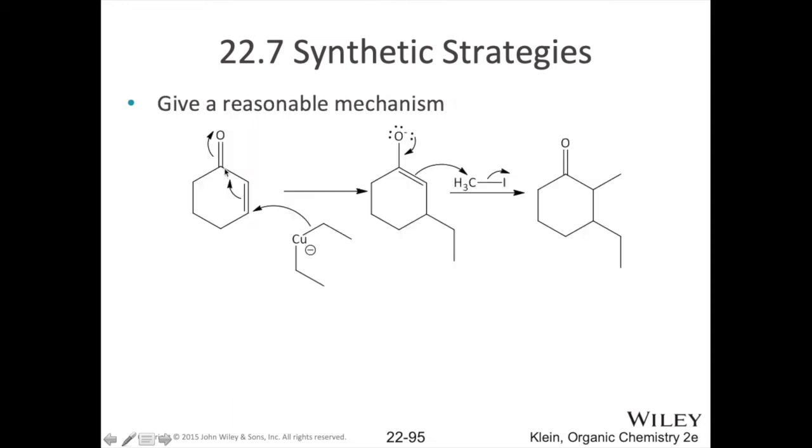Okay, so here's the full mechanism for it. So here's our Gilman reagent adding on that ethyl group as a carbanion nucleophile, right? When these electrons swing up here, you make this resulting enolate. Well, again, that enolate will be the nucleophile on our methyl iodide, kicking off that iodide leaving group, and we've tacked on that methyl group at that position specifically.